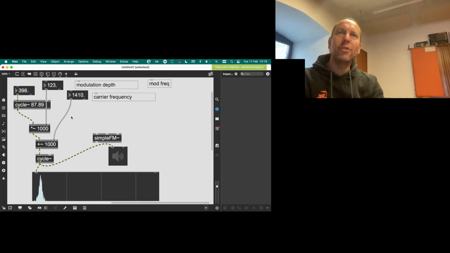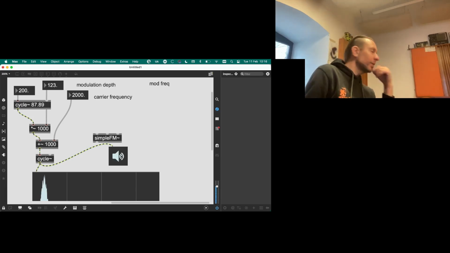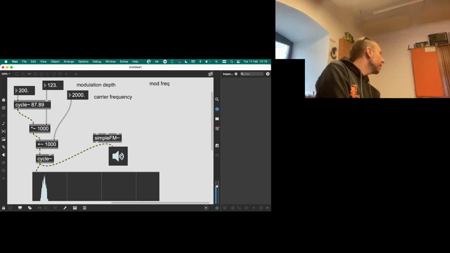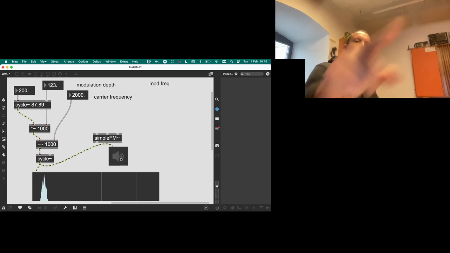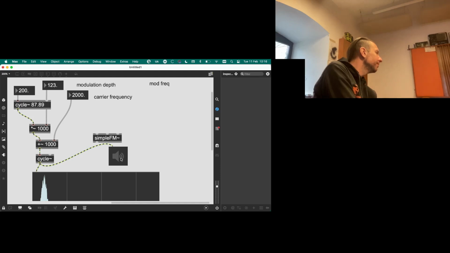So if my carrier frequency is, let's say, 2000 hertz, and my modulation is 200, then actually what happens, you see, I get sidebands. Can you tell me which sidebands I'm getting here? They're kind of convoluted, they're all together, you don't quite separate them. But what are the frequencies in this case? 1800 and 2200. And?